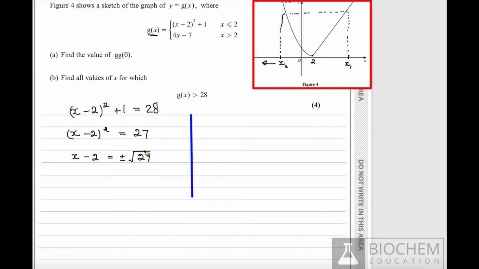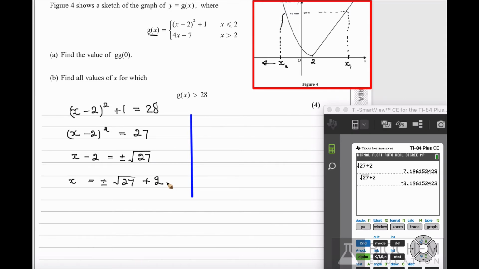Taking negative 2 to the other side, we will have x is equal to plus minus under root 27 plus 2. So if we plug this number into the calculator, for the first one I've taken positive under root 27 plus 2. That gave me a positive answer. And for the second one, I took negative under root 27 plus 2. That gave me a negative answer. So which of these two answers is the true value of x?